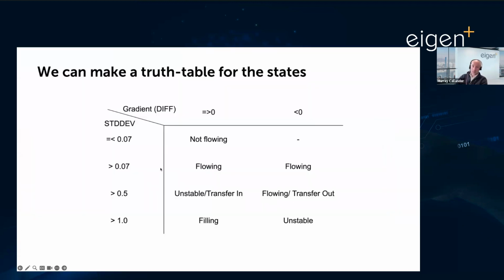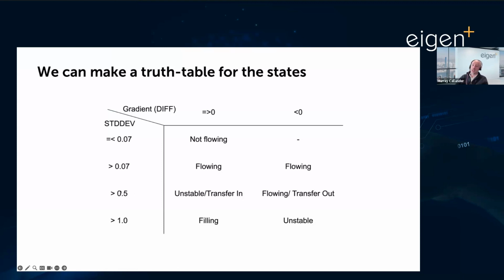So we can make a truth table for the different states. What we see is that if we get a gradient that's equal to or greater than 0, then we're definitely not flowing. If the standard deviation is less than 0.07 and the gradient is equal to or greater than 0, we're not flowing. If the standard deviation is greater than 0.07, and what you'll see when we deal with blips is we may be seeing a big variation in the gradient as well, we could possibly be flowing in both those scenarios.